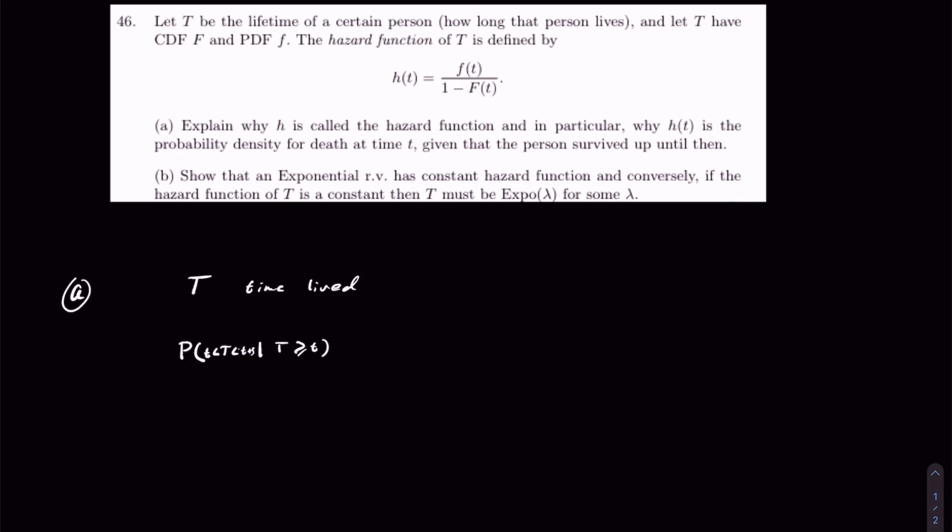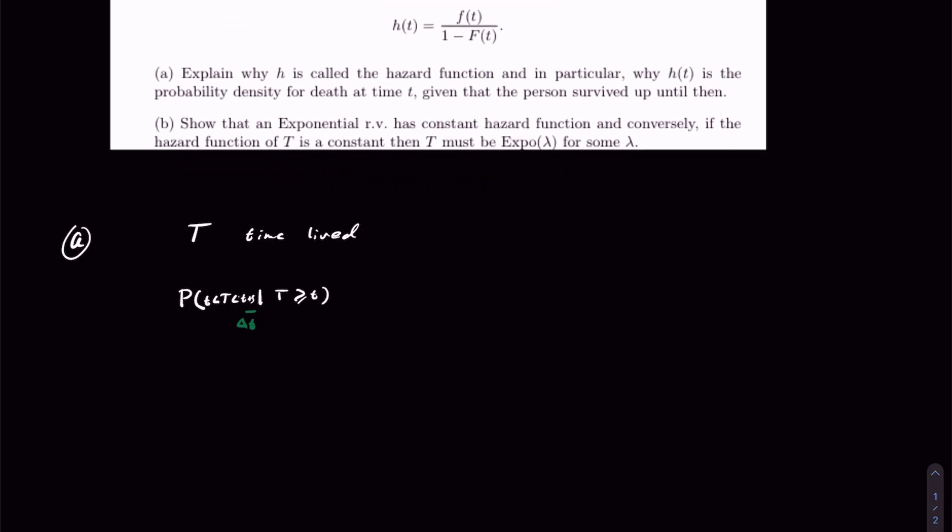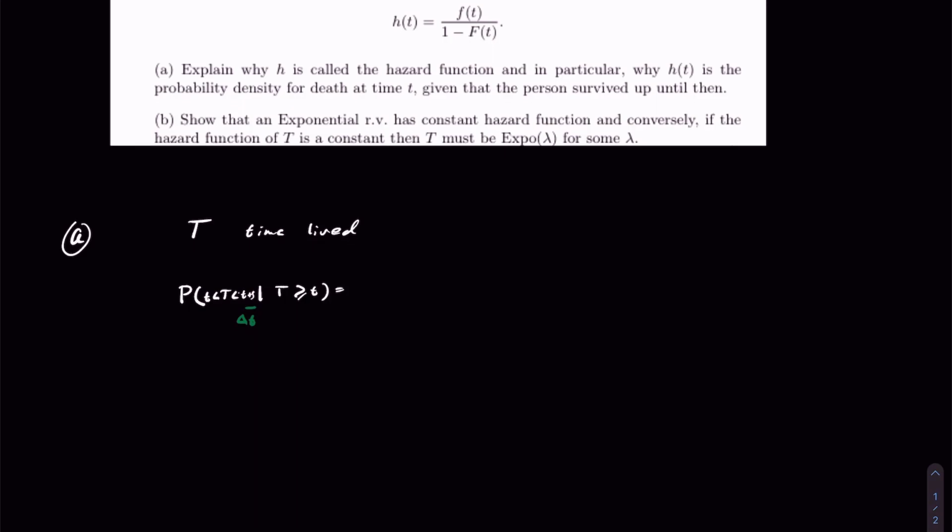Okay, so we're thinking about this little s here as basically a delta t, right? We're thinking about it as living a tiny amount of extra time. Because the probability of a continuous variable at a particular t is always 0, we are adding this extra little amount here. We're trying to capture and ask what does it mean to live this little extra time.